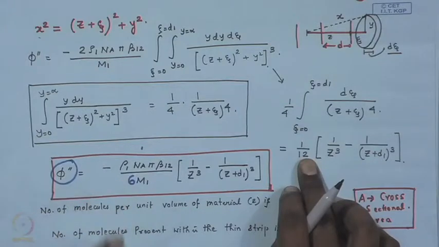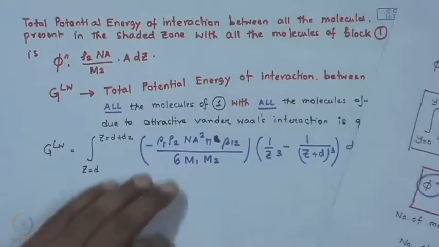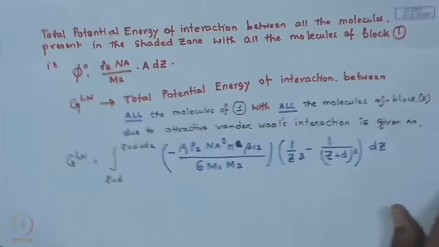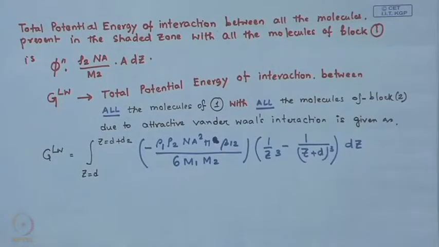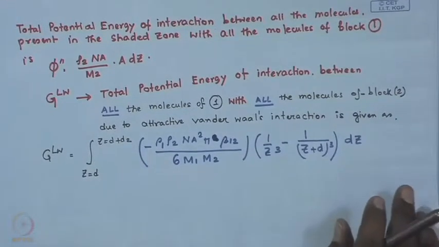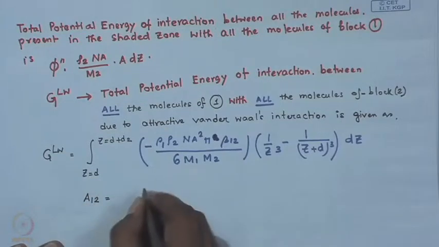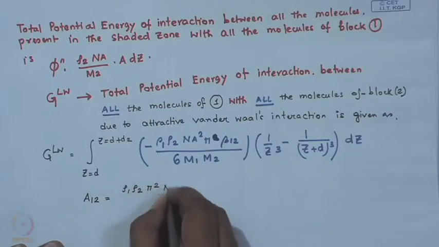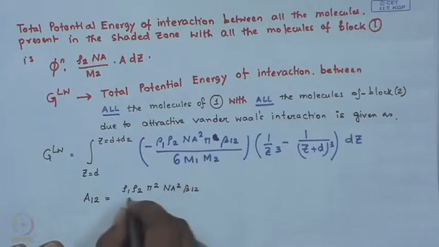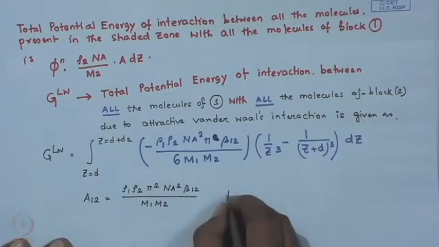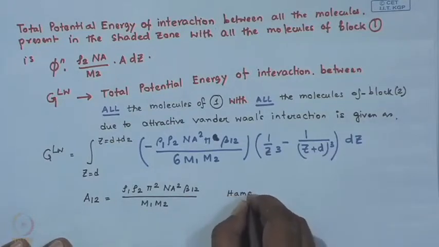Just get it corrected, I just missed this 6 out, and this so the 6 also comes in, and you are left with this particular integral. So, if you now do the integration, you are left with... before we do the integral, let us define A12, which takes care of all the constants essentially, rho 1 rho 2 pi square Na square beta 1 2 divided by m1 m2, and this is what is known as the Hamaker constant.